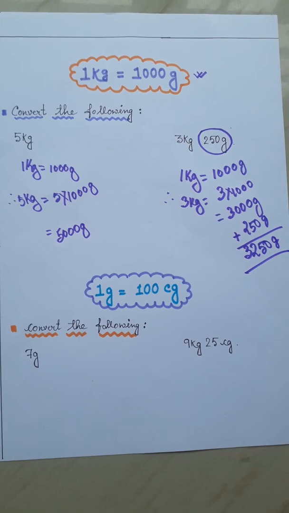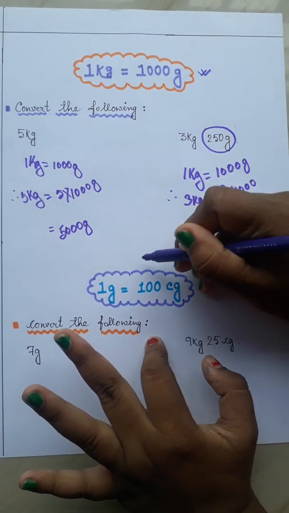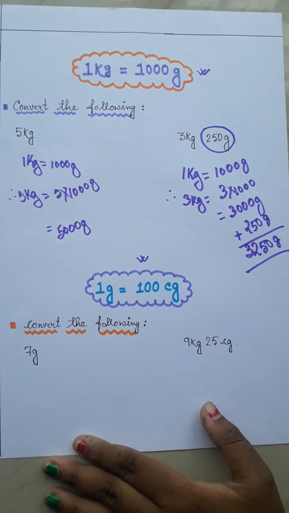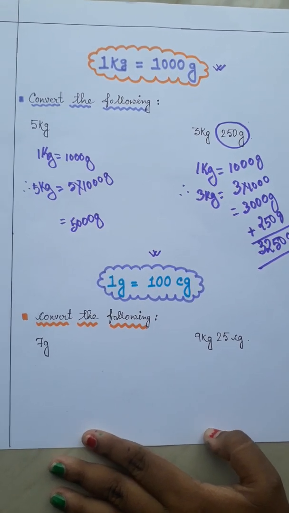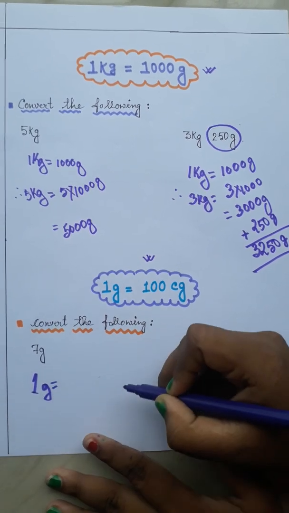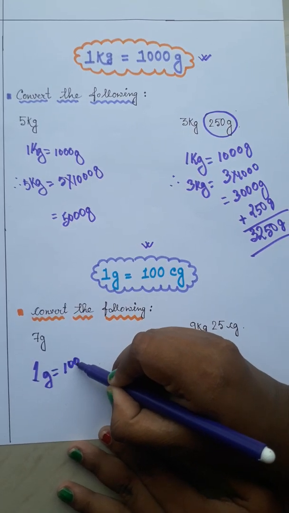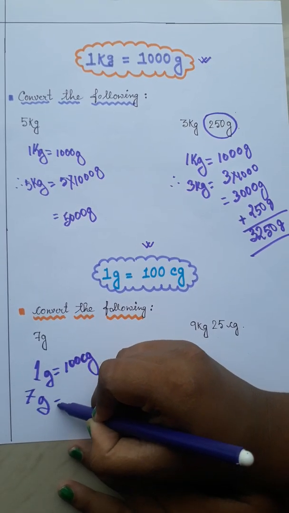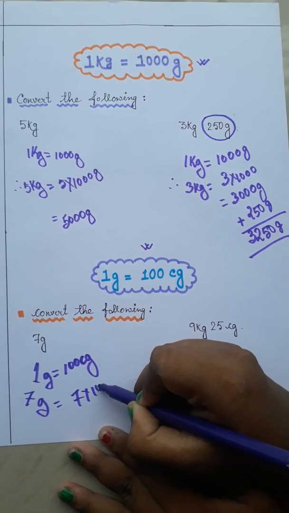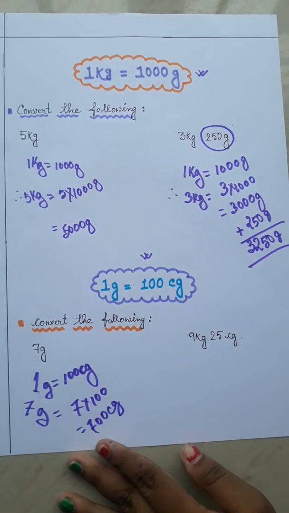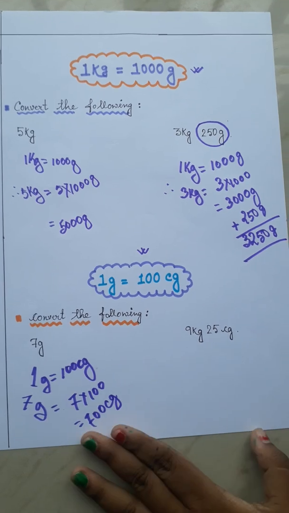Okay. Next the point is 1 gram equals 100 centigram. Okay. So here again there will be conversion that we have to do. At first we will write 1 gram equals 100 centigram. And after that we have to write 7 gram equals 7 into 100. That means 700 centigram. Okay. So in this way.